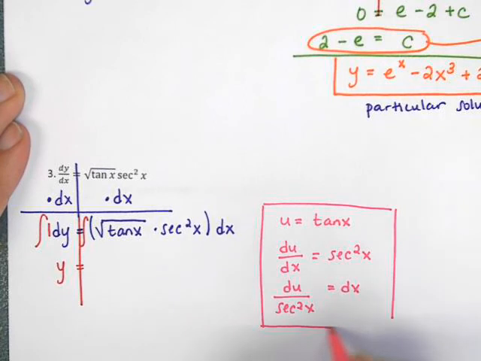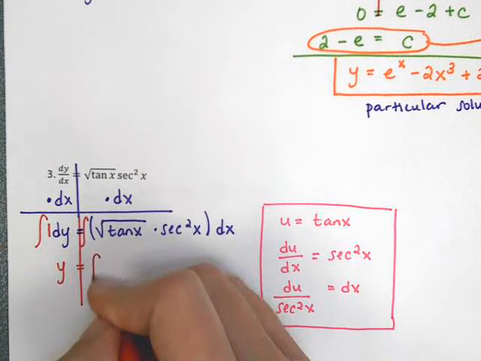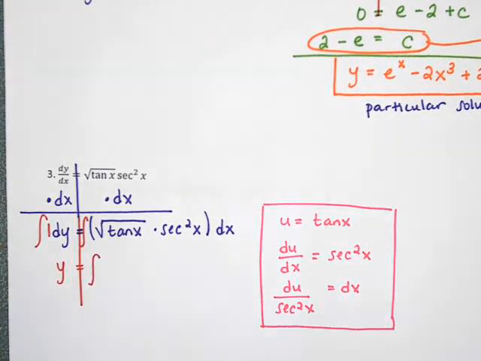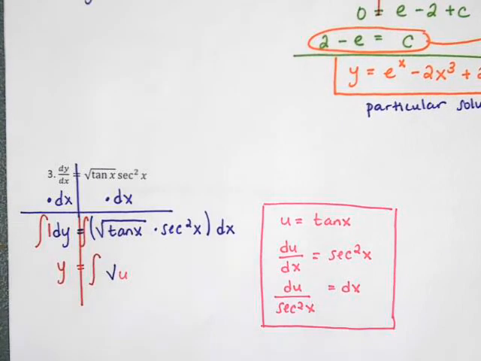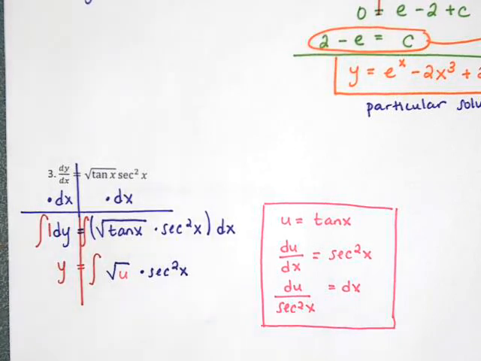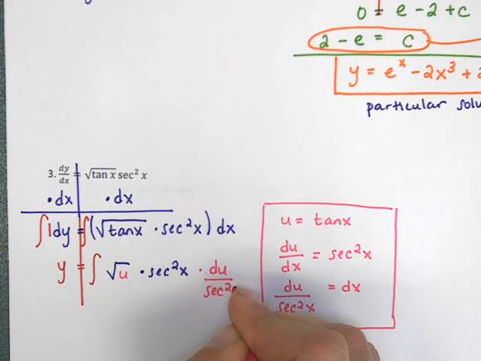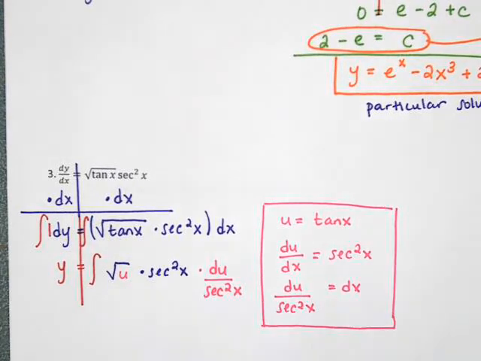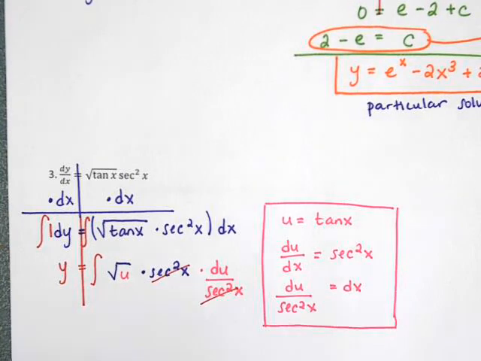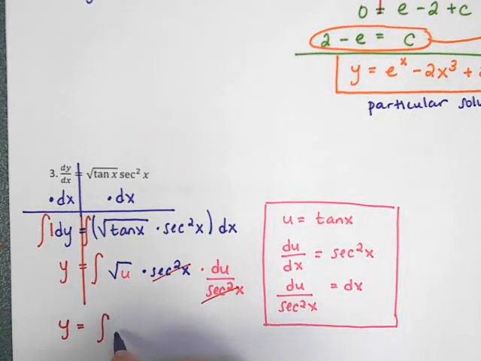Now I'm going to substitute that only on the right side. So I'm going to have the integral of the square root of u times secant squared of x, and then instead of the dx, I'm going to have times du over secant squared of x. Now I'm lucky in that the secant squareds are going to cancel, so my new problem becomes the integral of the square root of u du.